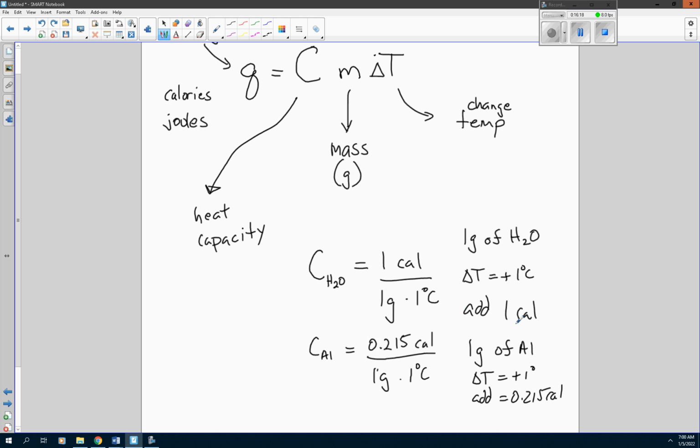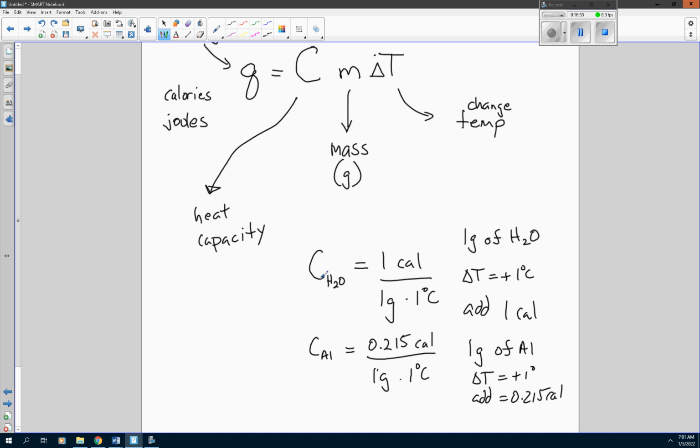If we compare the two right now, they have exactly the same mass of aluminum and water sitting side by side. The water requires about 5 times more energy to make the same temperature change as the 1 gram of aluminum. Another way to say that would be the 1 gram of aluminum requires 5 times less energy to make the same 1 degree temperature change as water does.